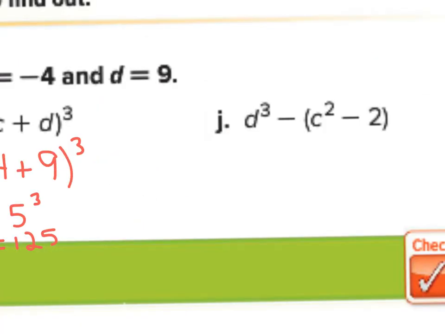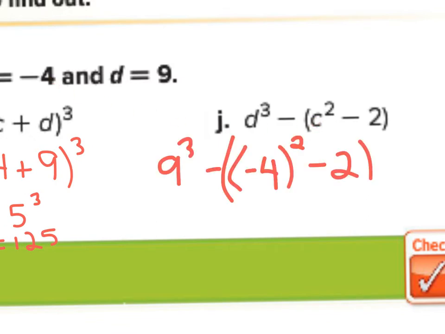Let's try J again by replacing the variable. D is 9 and C is -4. So it would look like this when you replace the variable. You have 9 to the 3rd power minus, okay, the parentheses that we have here. I put into parentheses the -4 on its own, or nested parentheses, to the power of 2. So now let's solve using PEMDAS, order of operation. First I'm going to solve for my exponents, right? PEMDAS actually starts with parentheses, so within the parentheses I have to solve for the exponent right here.